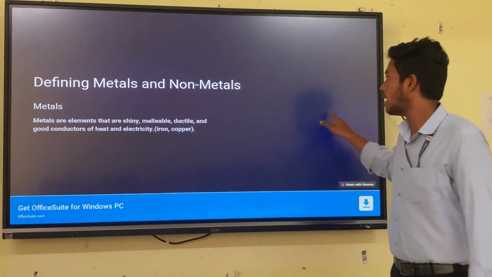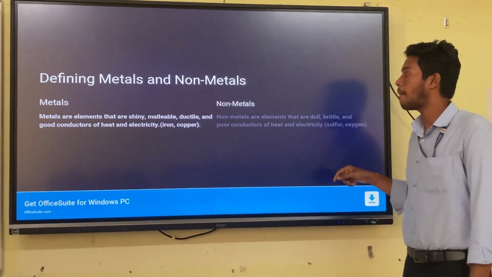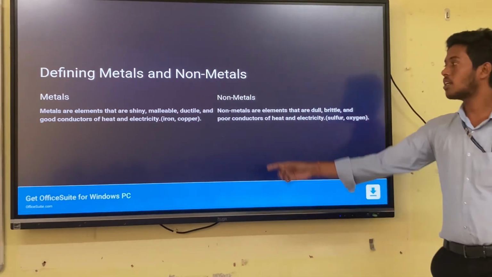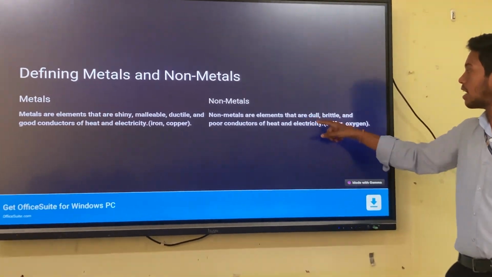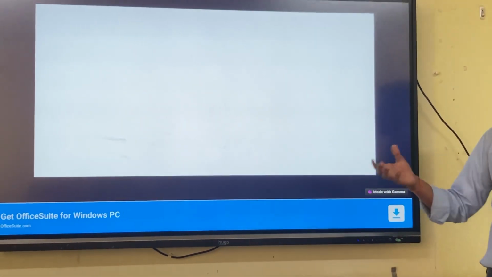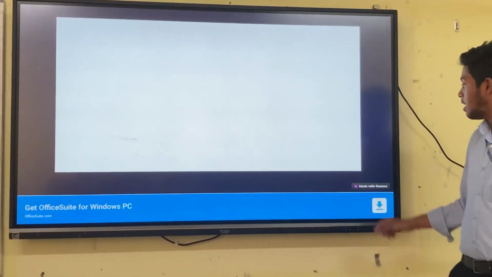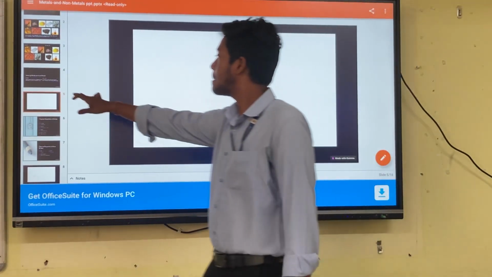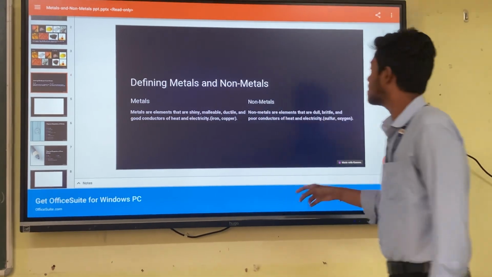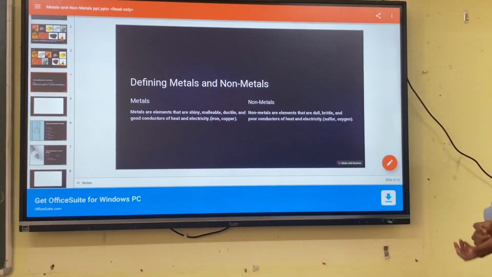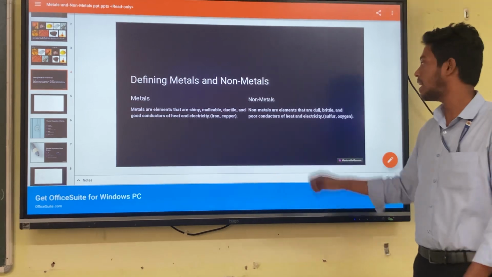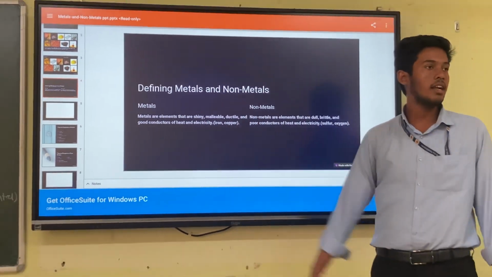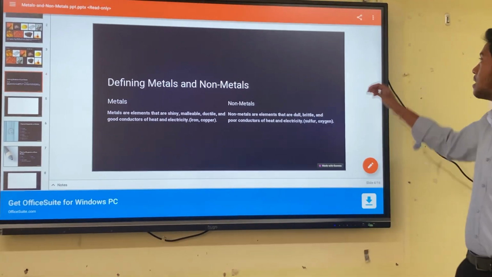Then non-metals. Non-metals are elements that are opposite to the characteristics of metals. These are dull, brittle. They can break easily. Non-metals are elements that are dull, brittle, and poor conductors of heat and electricity. For example, sulfur and oxygen. Here the examples are iron and copper, which we saw earlier in the images.